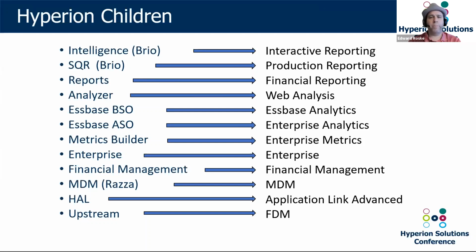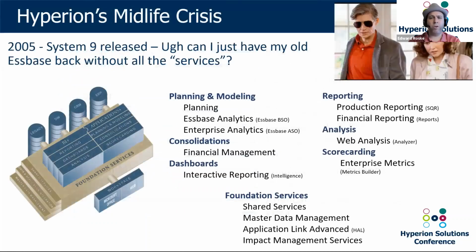They are clearly from a bunch of different companies. They clearly don't look like each other at all. And this led to what I like to think of as Hyperion's midlife crisis, otherwise known as the release of System 9, which seemed like a good idea at the time.